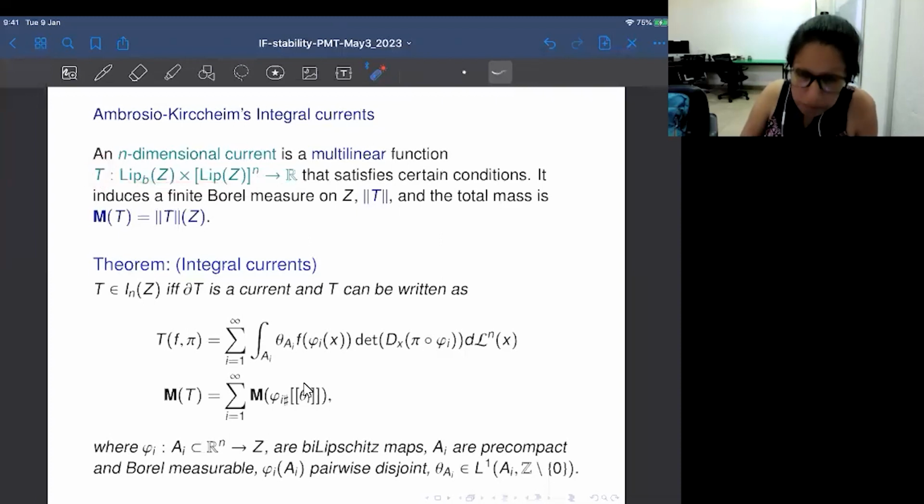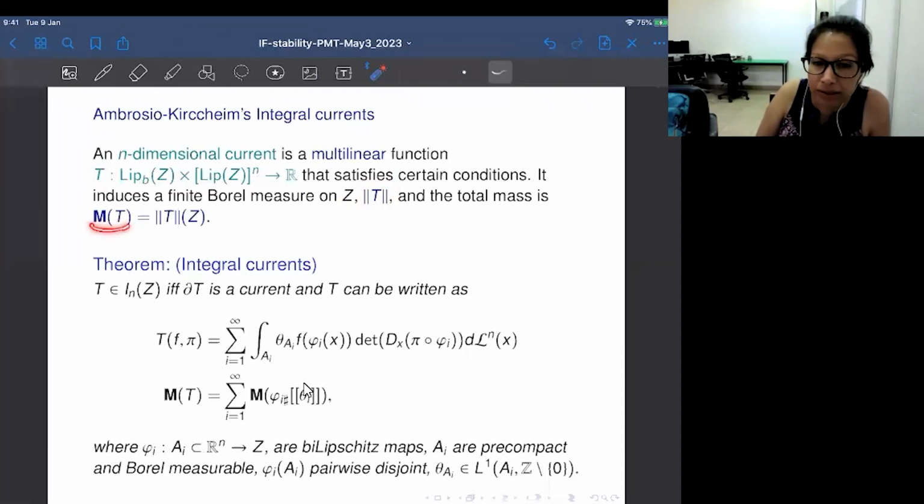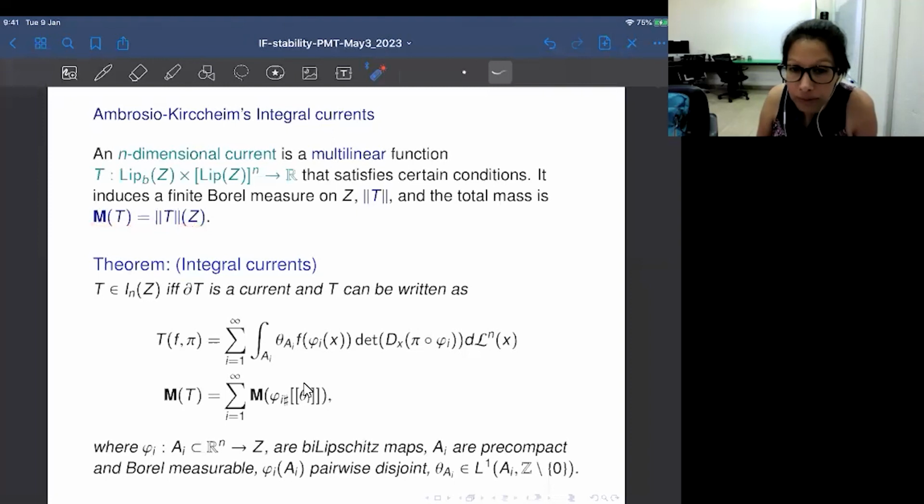But this current gives us some mass measure, which is ||T|| in our metric space Z, and then we can talk about the total mass of our current. The total mass of our current is just evaluating your measure on the whole space Z. And I'm not giving the definition of current because actually I'm more interested in integral currents.